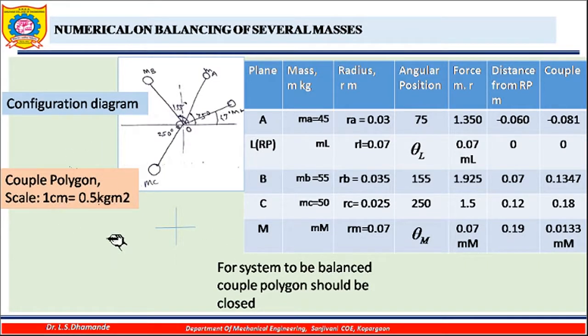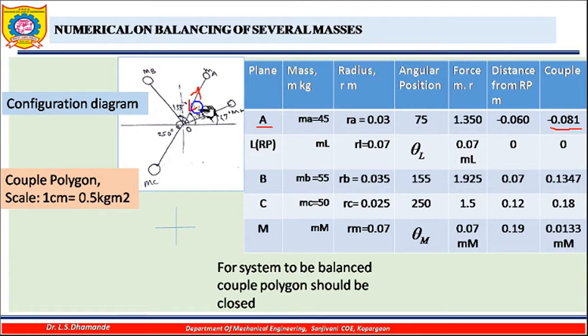So let us try to draw the force couple polygon for this, and for that I have to select a particular scale. With these magnitudes, now I will select the scale as 1 centimeter is equal to 0.5 kilogram meter square. Now the first component which I have to draw is the couple of A. Couple of A is negative, and A is having angular position of 75 degree. So this is the direction of this particular force. Now since this couple is negative, I will draw it radially inward.